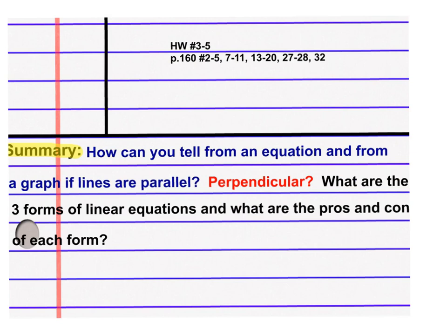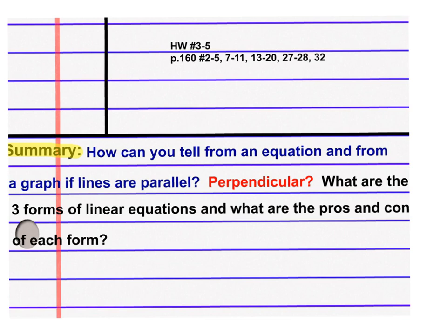Okay, lastly, the summary. First question: how can you tell from an equation and from a graph if the lines are parallel? What would the graph look like if the lines are parallel? What would the equations look like if they're parallel? Same thing for perpendicular lines. How can you tell on a graph that 2 lines are perpendicular? How can you tell from an equation that 2 lines are perpendicular?